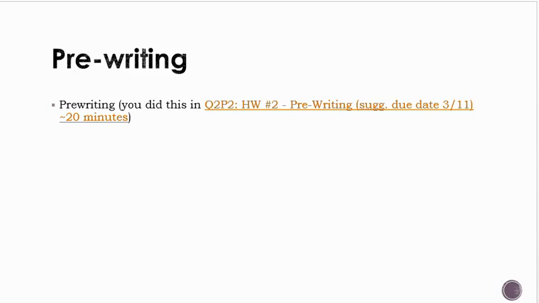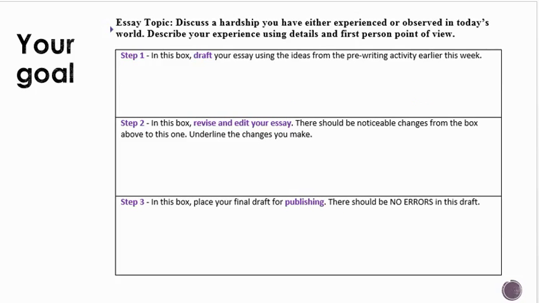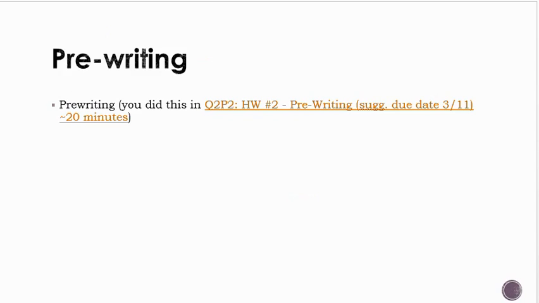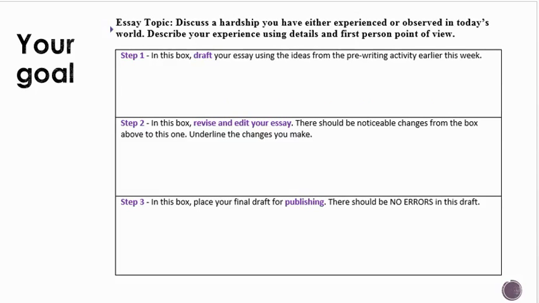Earlier this week, you did a pre-writing piece. Homework number 2 was a pre-writing activity where you were given a topic and asked to pre-write, thinking about some ideas and planning ideas for a paper. At this point, it's time to start that paper. Your goal is to use the steps of the writing process and submit a final published draft for me for grading. The essay topic is to discuss a hardship you've either experienced or observed in today's world. You should describe your experience using details and first-person point of view.